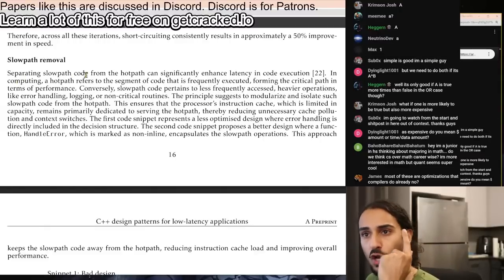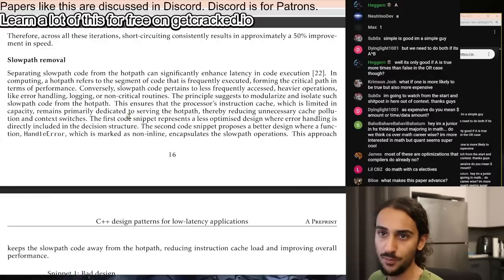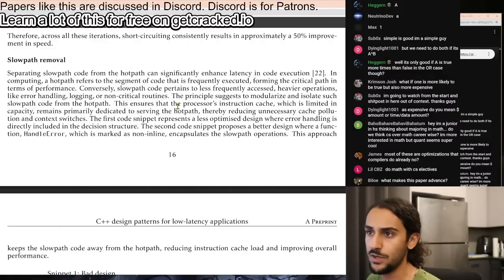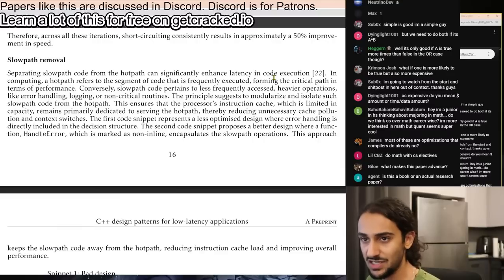Slow path removal. Separating slow path code from the hot path can significantly enhance latency in code execution. In computing, a hot path refers to the segment of code that's frequently executed, forming the critical path in terms of performance. Conversely, slow path code pertains to the less frequently accessed, heavier operations like error handling, logging, or non-critical routines. The principle suggests to modularize and isolate such slow path code from the hot path. This ensures that the process's instruction cache, which is limited in capacity, remains primarily dedicated to serving the hot path, thereby reducing unnecessary cache pollution and context switches.